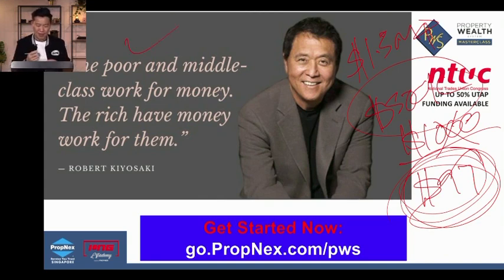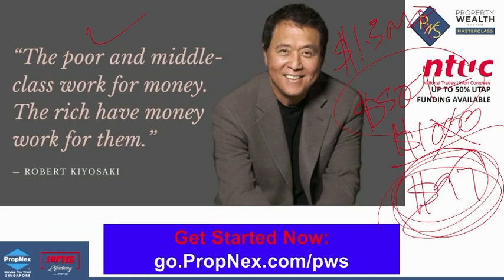Like what this man always says, and definitely everyone knows him, there are lots of views about him, but I think there's some truth in some things he says: the poor and middle class work hard for money, the rich have money work for them. All of us maybe start from the same thing. A lot of us start from a very humble beginning. We work hard for money. Nothing wrong with it. But now that we have the capital, whatever we have, we should build.